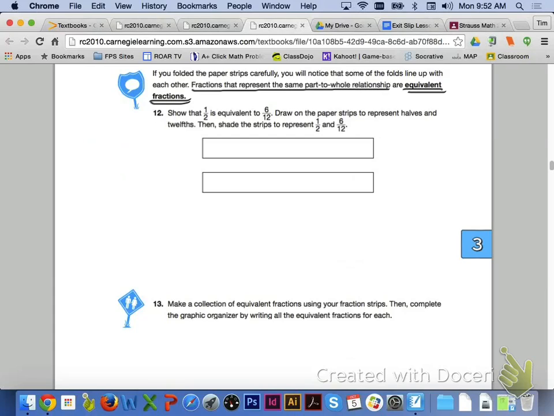At the top of page 133, it says that if you folded the paper strips carefully, you will notice that some of the folds line up with each other. Fractions that represent the same part-to-whole relationship are equivalent fractions. Let's skip down to number 13, and it says that we are going to make a collection of equivalent fractions using your fraction strips, and then we are going to complete the graphic organizer on the next page by writing all of the equivalent fractions for each.